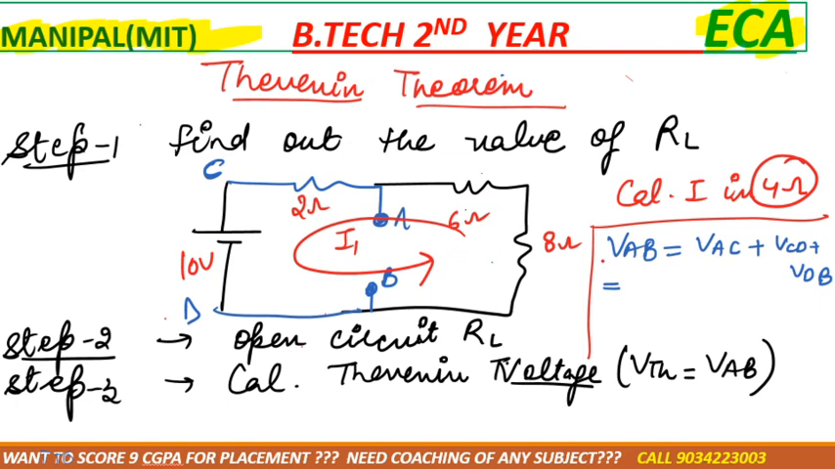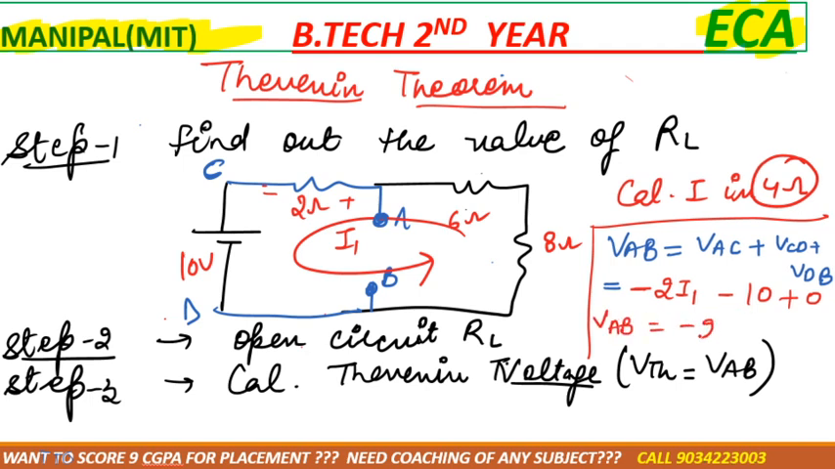So it would be minus 2I1. Again in this case also we have to take the sign, minus 2I1, then C to D minus 10, then D to B, how much? Nothing is there, leave it, 0. So VAB would be equal to minus 2I1 minus 10, right?